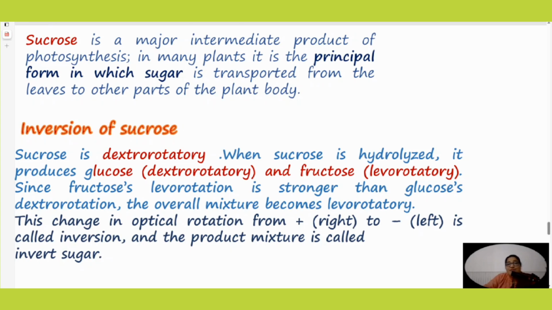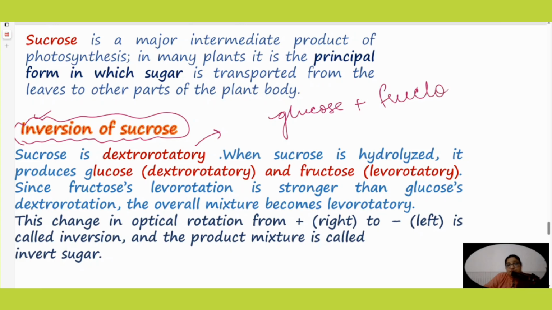Now there is an important phenomenon which sucrose shows, that is the inversion of sucrose. Usually sucrose is dextrorotatory. What is dextrorotatory? Dextrorotatory are the solutions which can rotate the plane of polarized light towards the right. But sucrose is composed of glucose plus fructose.